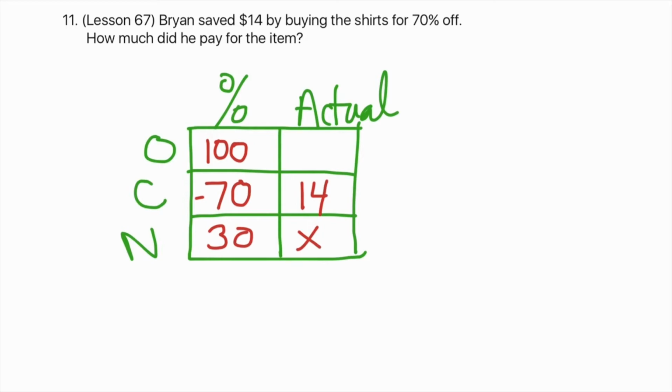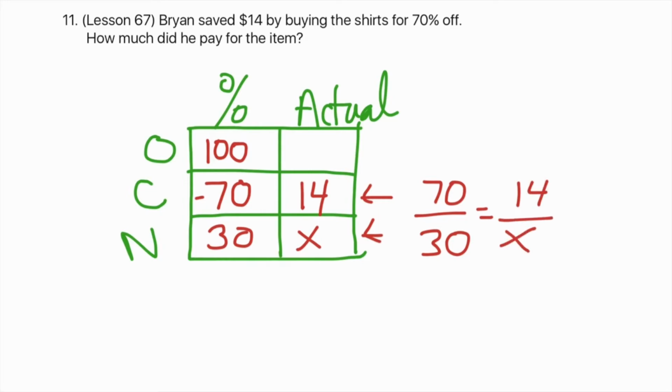Now we can set up 2 ratios and make a proportion using the 2 rows that we have both pieces of information for. So I can pull these numbers out of this box to make my proportion. So for example, I have 70 over 30. And notice I didn't say a negative 70. That subtraction sign over there was just showing that I was doing 100 minus 70. And then I also have 14 over x. Now I just cross multiply and solve this like a regular proportion.